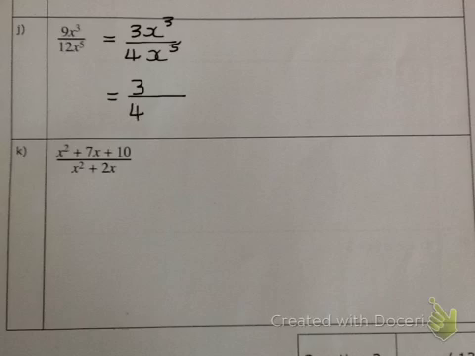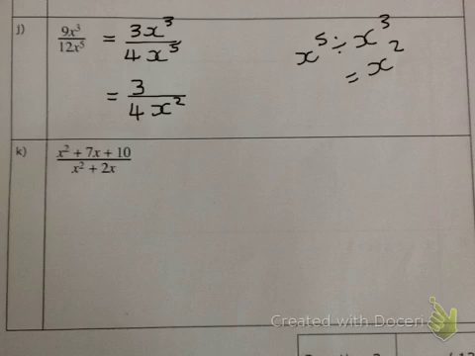4. Now, x to the power of 5 divided by x to the power of 3 is going to give me x squared. So x to the power of 5 divided by x to the power of 3 is x squared.